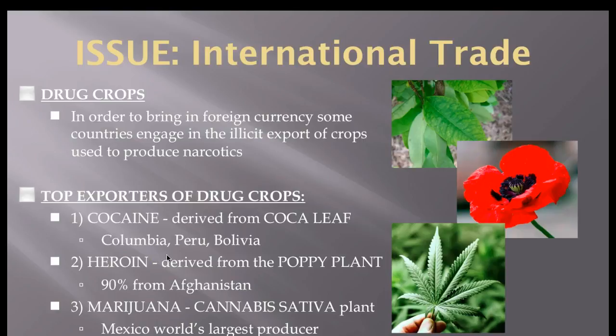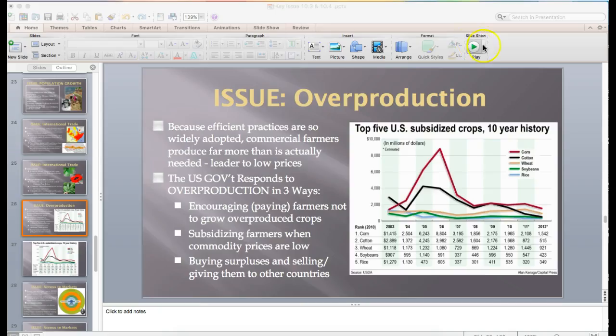Actually, roughly 85 to 90% of all heroin does stem from Afghanistan. Think of the poppy plant here. And then the third one would be marijuana. It comes from the cannabis plant. And Mexico is actually the world's leading producer when it comes to marijuana from cannabis.